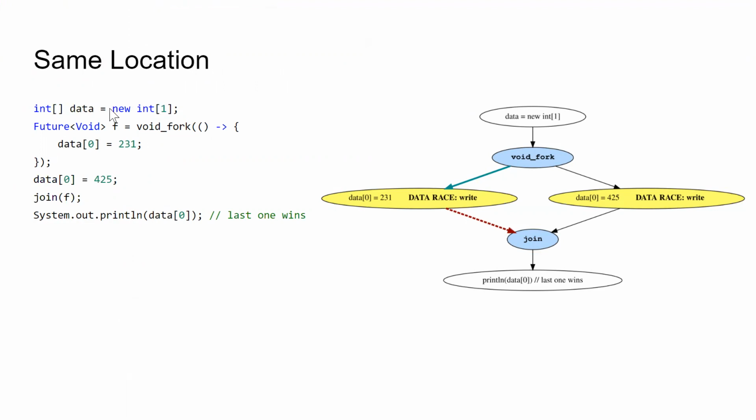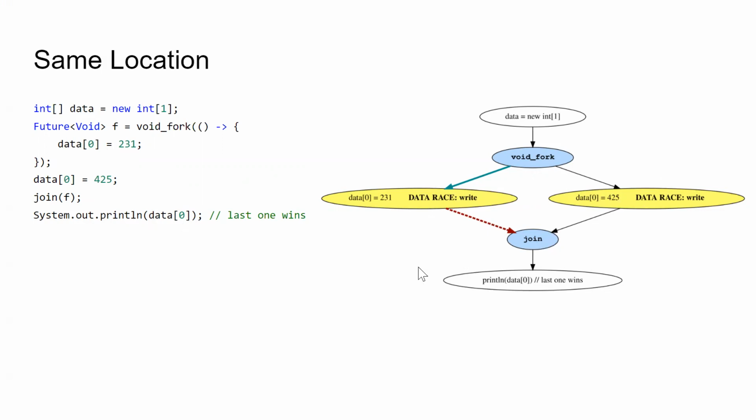In this one, I make an array that is one long. I fork a task that assigns location data sub 0 to be 231. Then the continuation goes ahead and sets it to 425. I join, and then I print out what it is. There's a data race between these two tasks, the continuation and the forked task. Each of them writes to this data location. What will happen in the program is whoever's last will win.